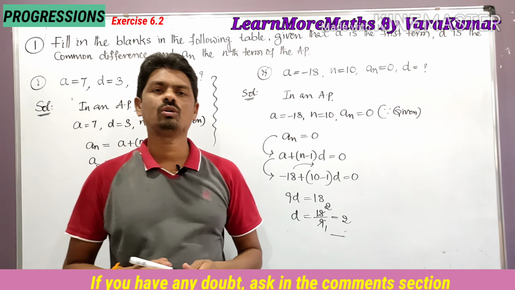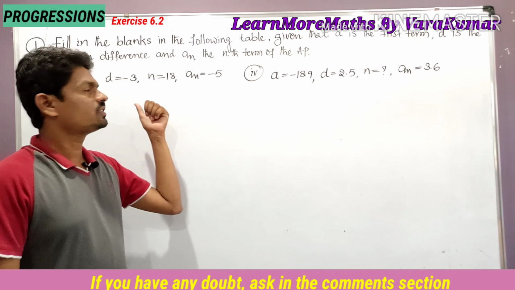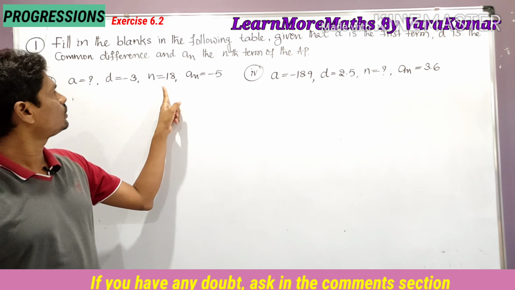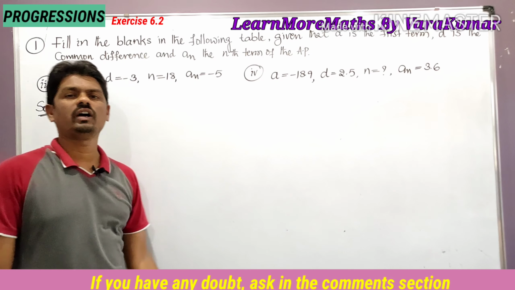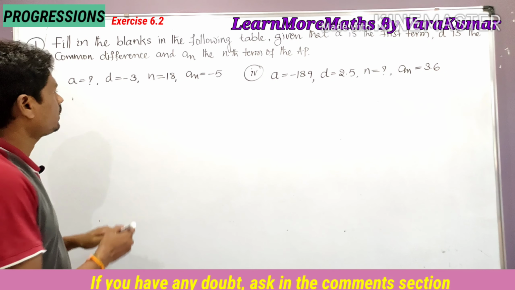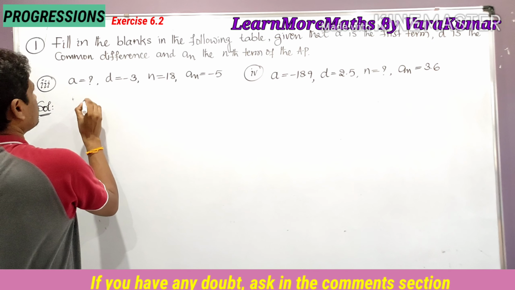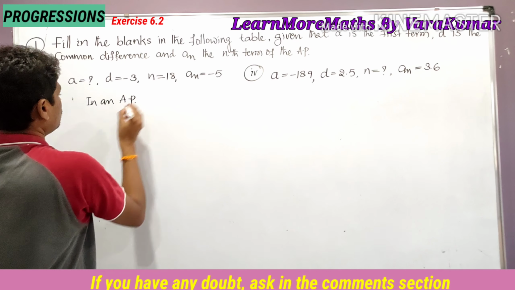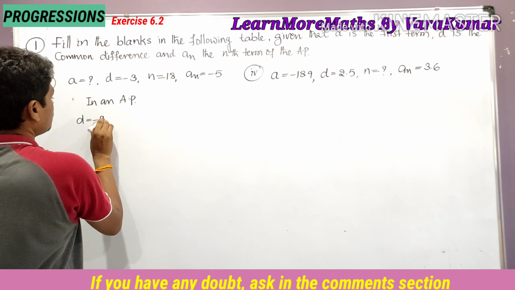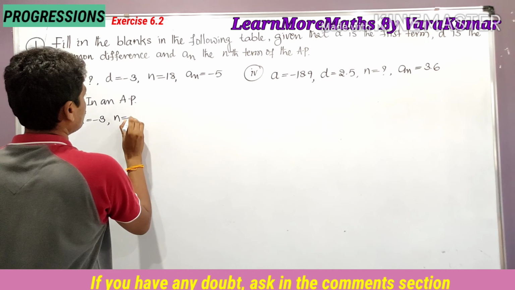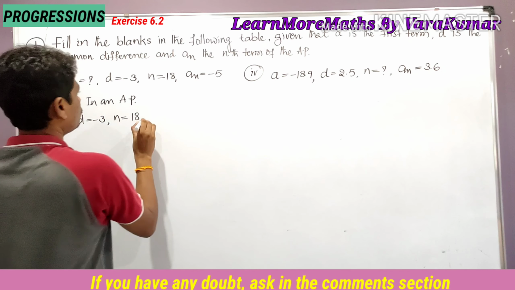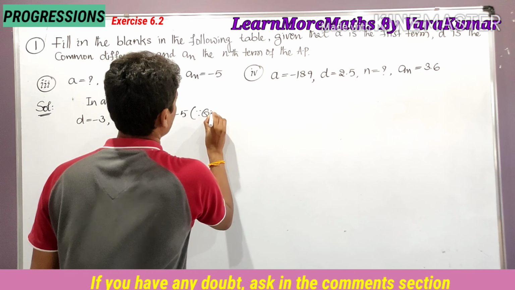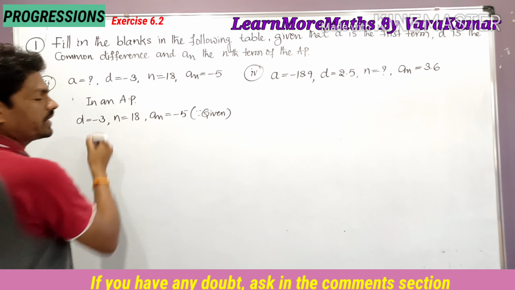So next we have to find the third bit. Student, next this is the third bit. a is equal to, he is asking to find: d is equal to minus 3, n is equal to 18, an is equal to minus 5. So in the third bit we have to find the value of a. See student, in an AP, d is equal to minus 3 he has given, n is equal to 18 he has given, so an is equal to minus 5. These values he has given to us, student. So he is asking us to find the a value.